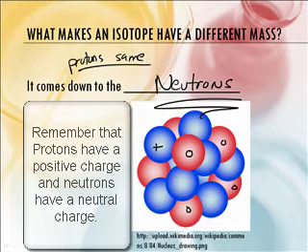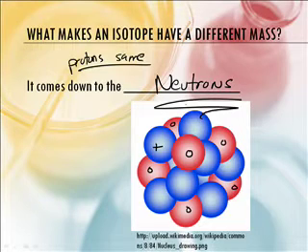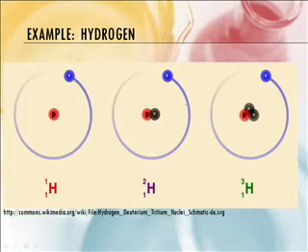Right. And if you get more red things, then you change your mass, or less red things for that matter. Okay, now let's take an example from a real chemical, and that would be hydrogen. So if we look at hydrogen, what do you notice about hydrogen? It's got 1 proton and 1 electron.